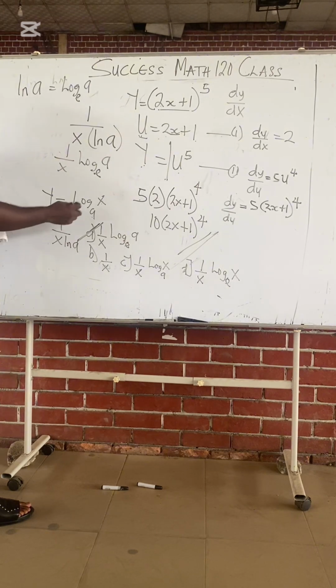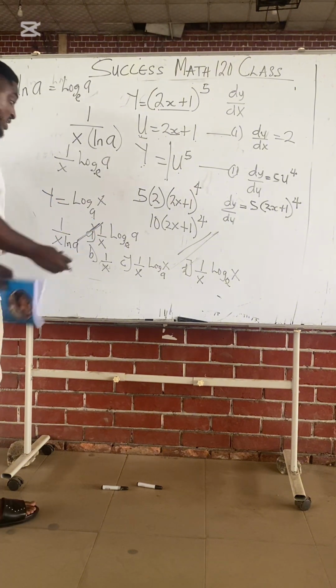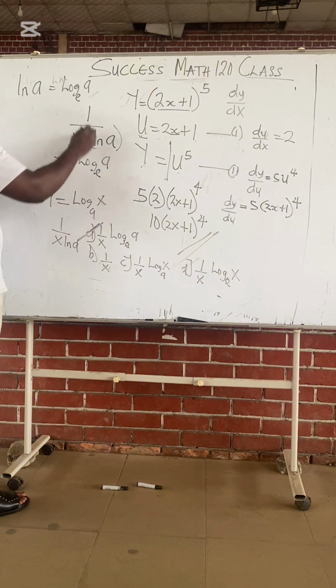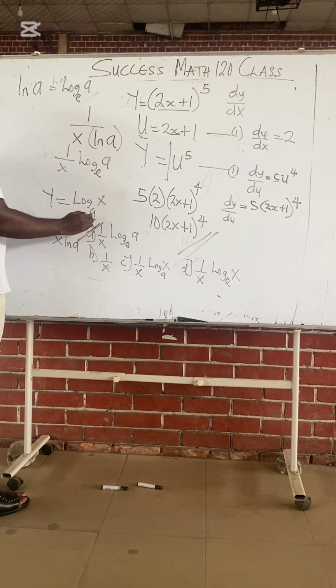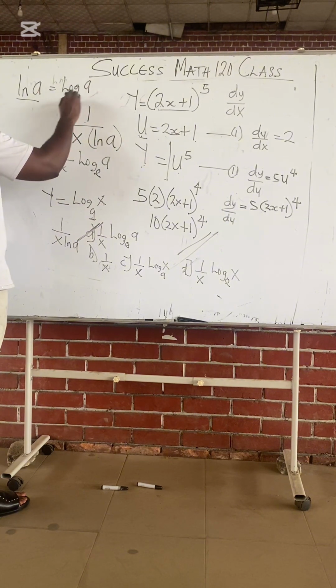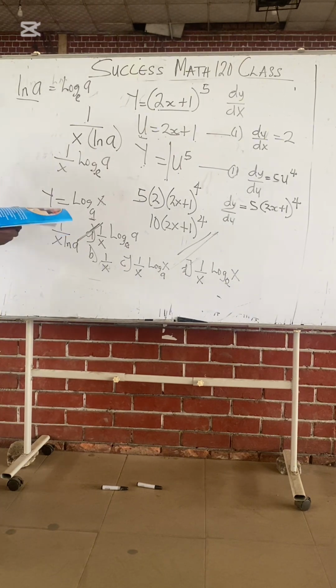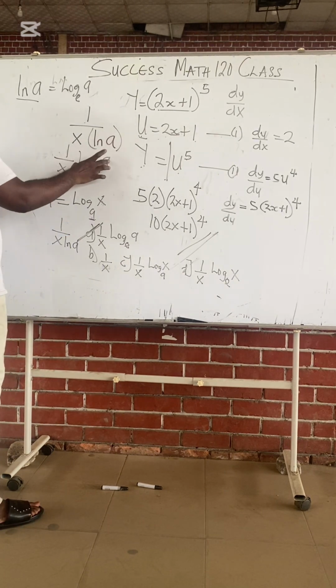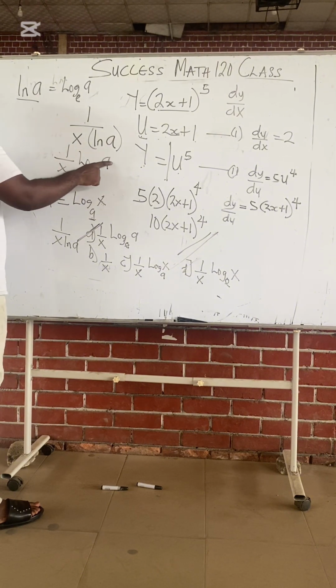Class, they say differentiate log x base a. y equals log x base a. What you know is that differentiate x you have 1, repeat the x, and then ln a. Another way of writing ln a is log a base e. So if I want to remove this ln a, I can replace it with log a base e. So we have 1 over x log a base e.